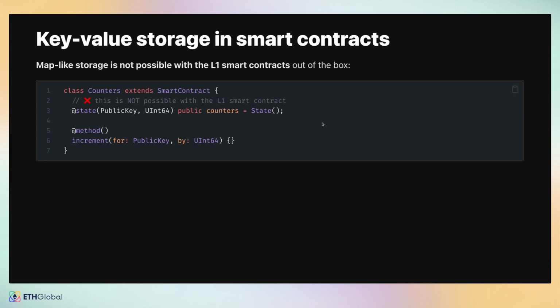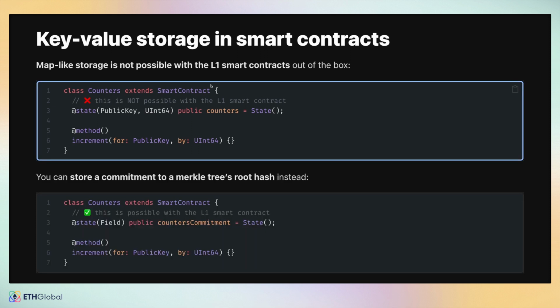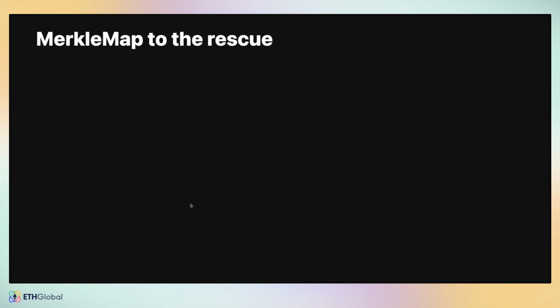This is due to multiple reasons. Probably the main reason is that every circuit calculation or computation has to be fixed size. So users cannot just arbitrarily define any storage shapes that they want, right? So this is not possible. So what can we do about it? How can we build apps that have more state than possible out of the box? Instead of storing a key value map on chain, we can store a single commitment to a root hash of a Merkle tree, which fits into a single field. That would look like this. So let's explain a bit more about what a Merkle tree is.